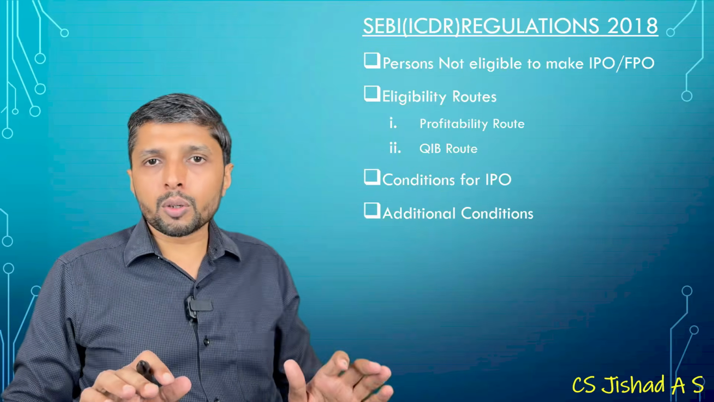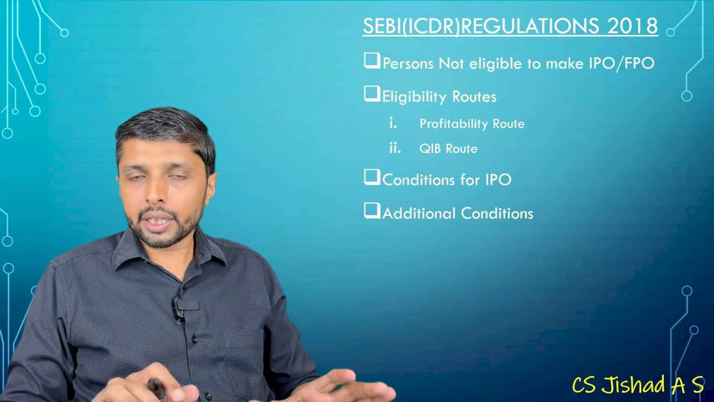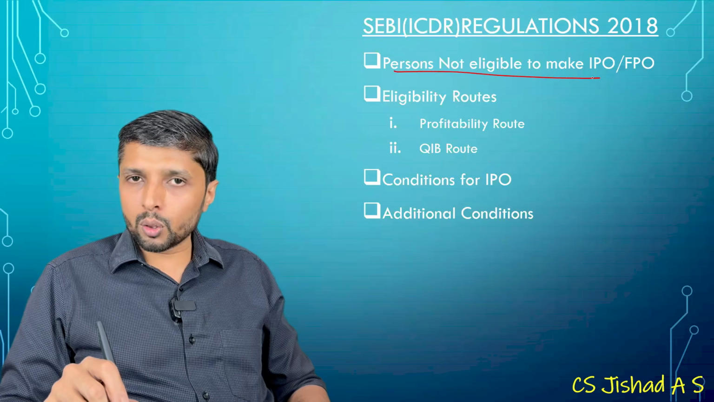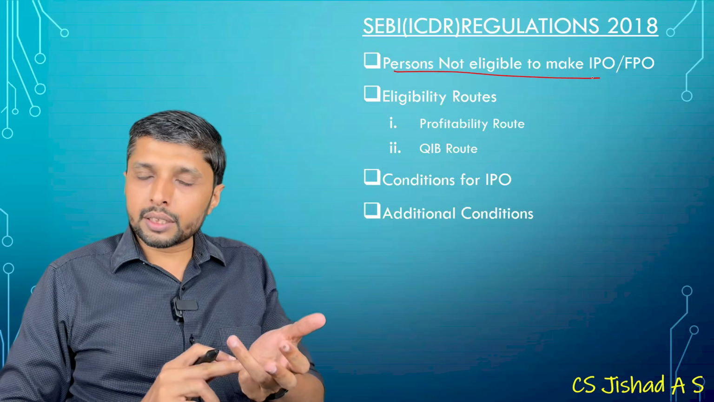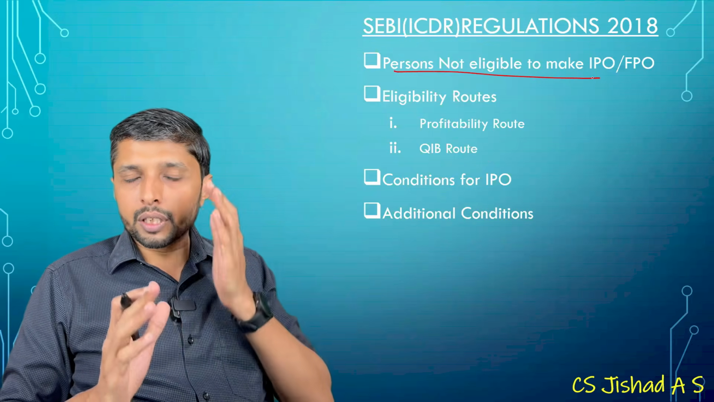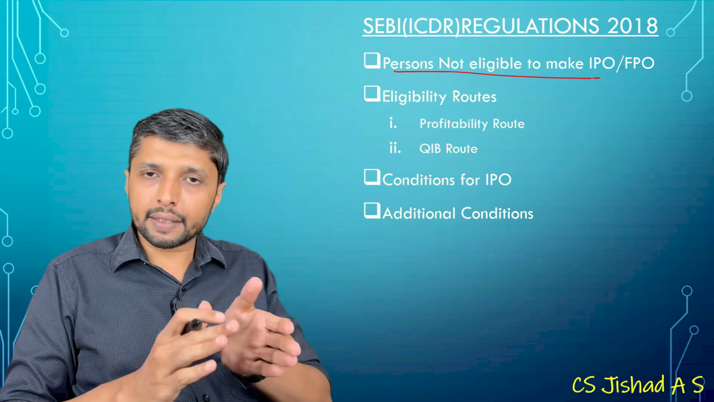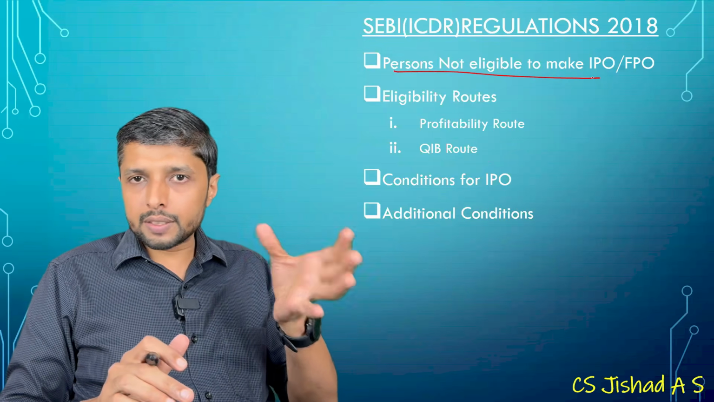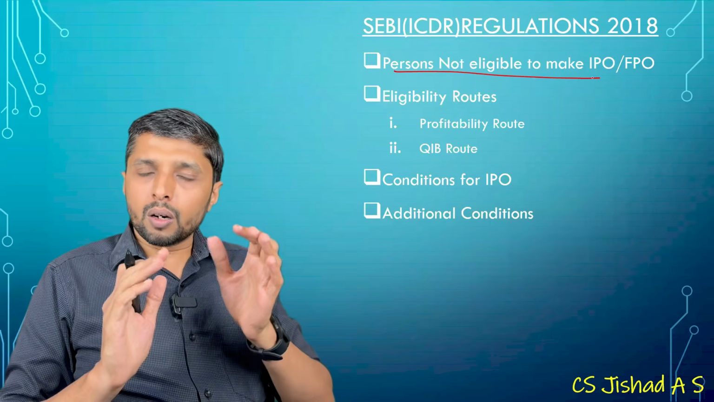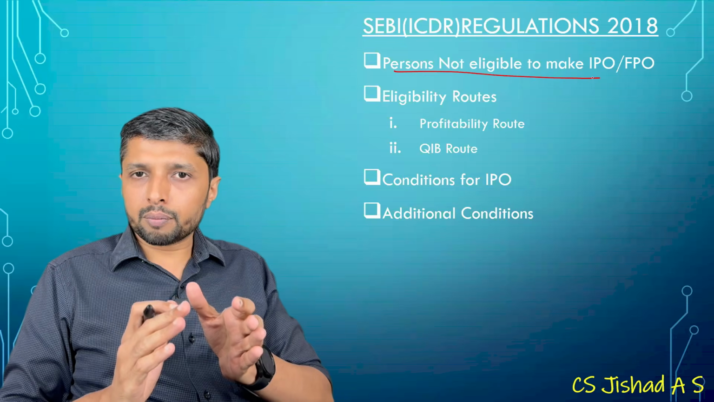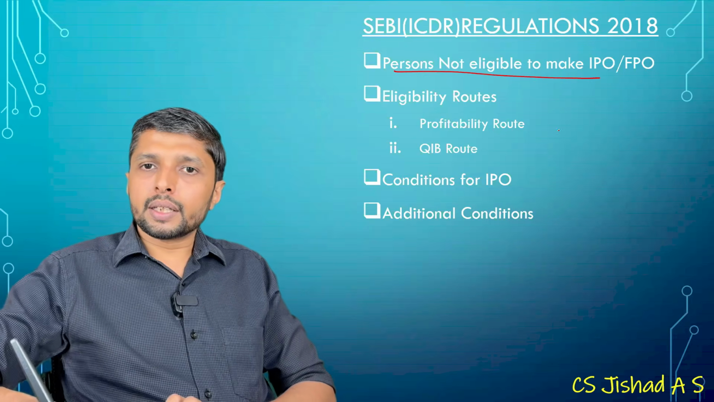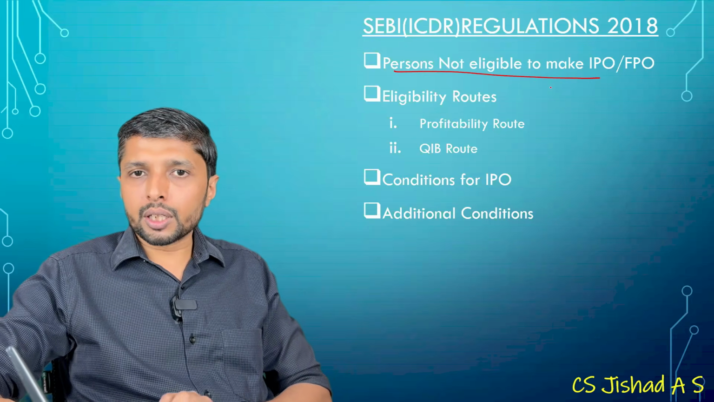Now we'll move to the provisions related to SEBI, laws related to SEBI. So we can have the discussion on persons who are not eligible to make IPO, FPO. So we know that it is issuer, promoter group, selling shareholders who are debarred by SEBI, or if a person is director or promoter of any other company which is debarred by SEBI. Then a person who is a fugitive economic offender, or a fraudulent borrower or willful defaulter. Then if there are any outstanding convertible securities.